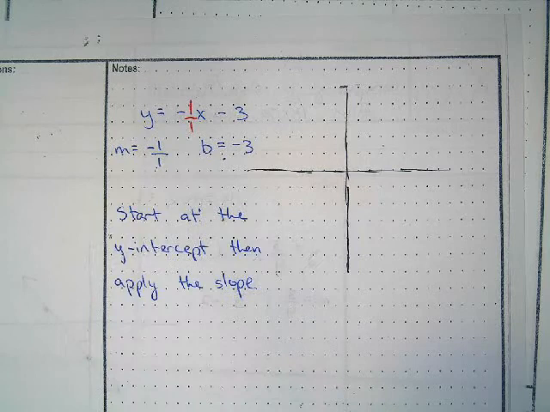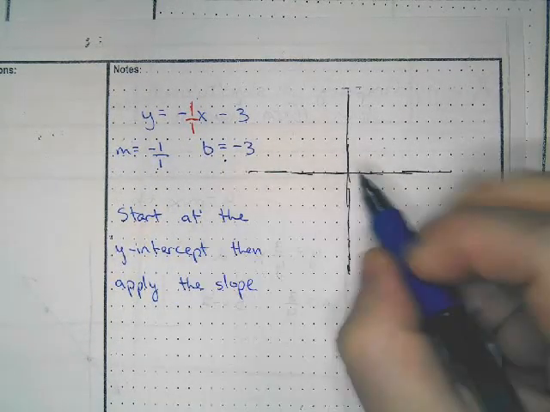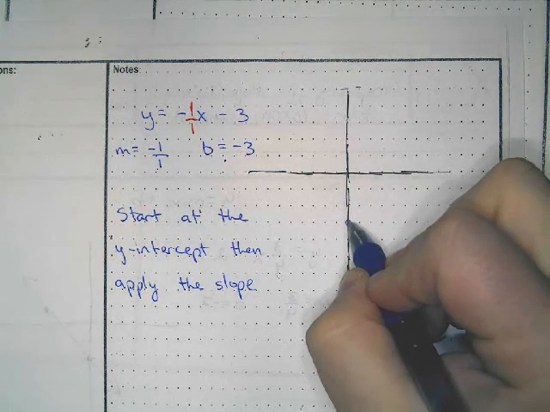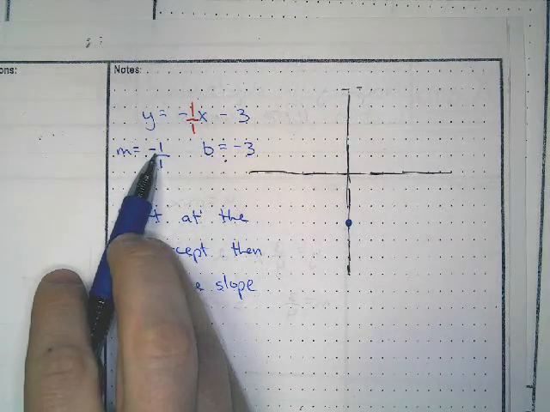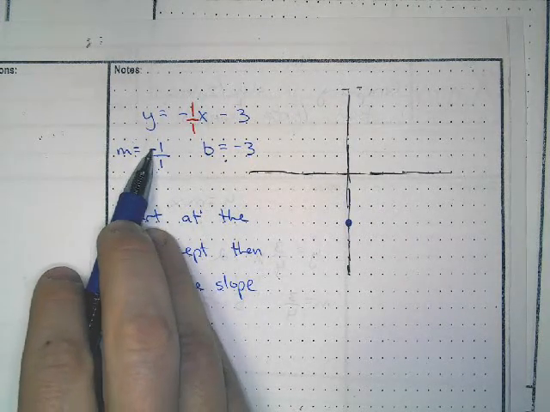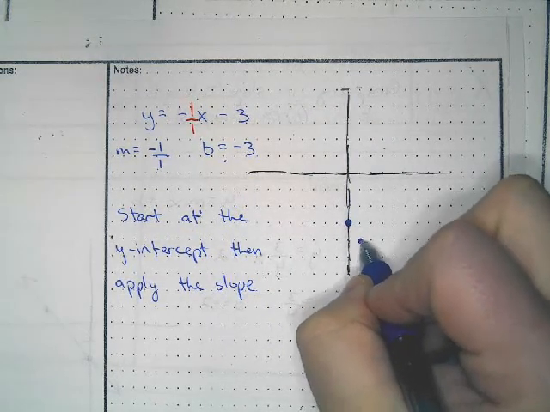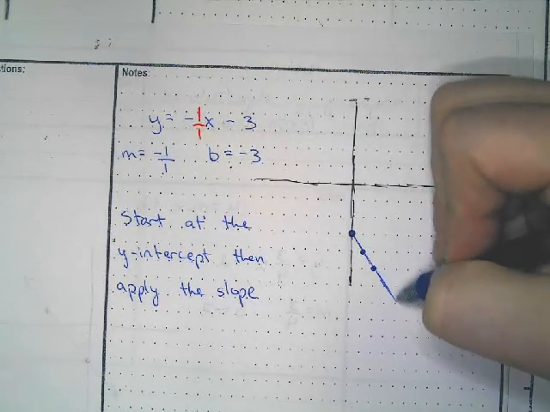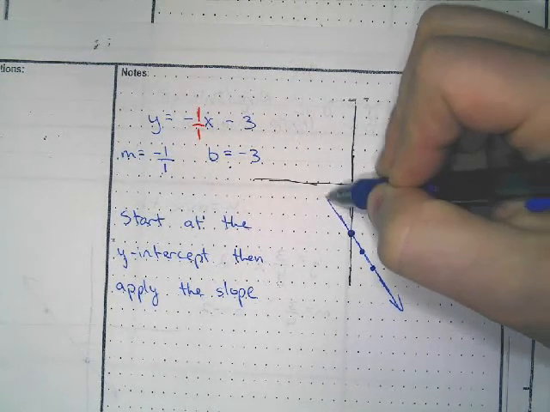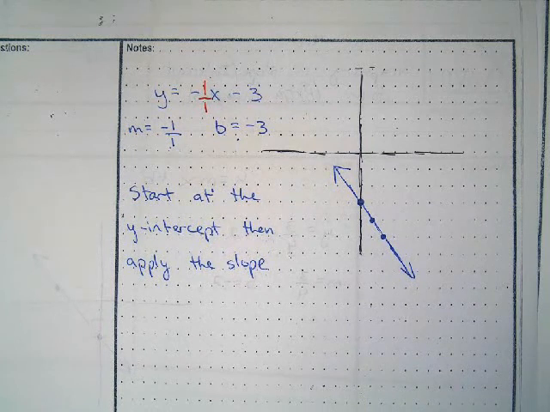So we'll start at our y-intercept, -3. So I'm going down 3, 1, 2, 3. And then I apply the slope. Rise over 1, change in y over change in x. So we'll go down 1, right 1. So I go down 1, right 1. Down 1, right 1. Then we connect the dots. Like so. And that's how we can graph when we are in slope-intercept form.